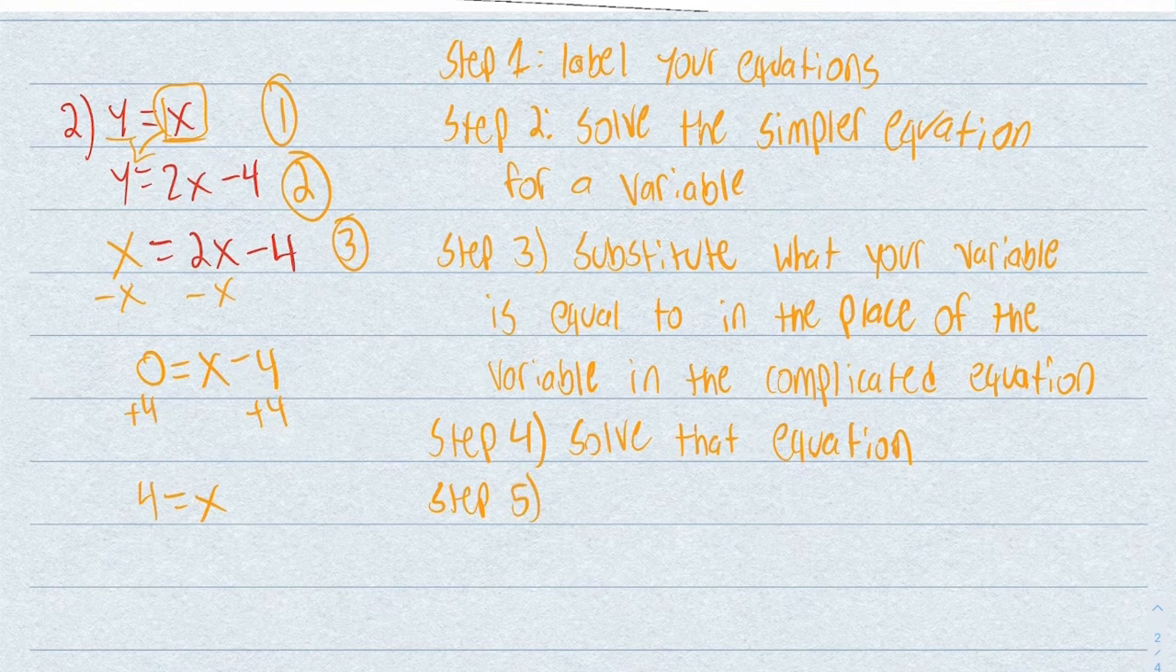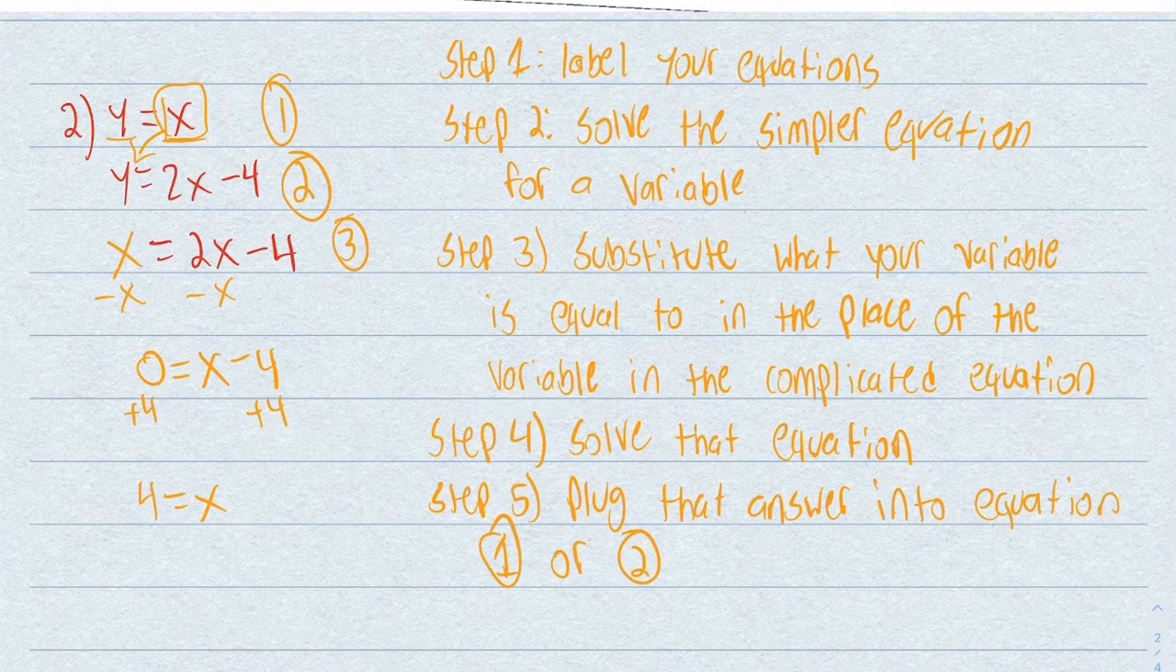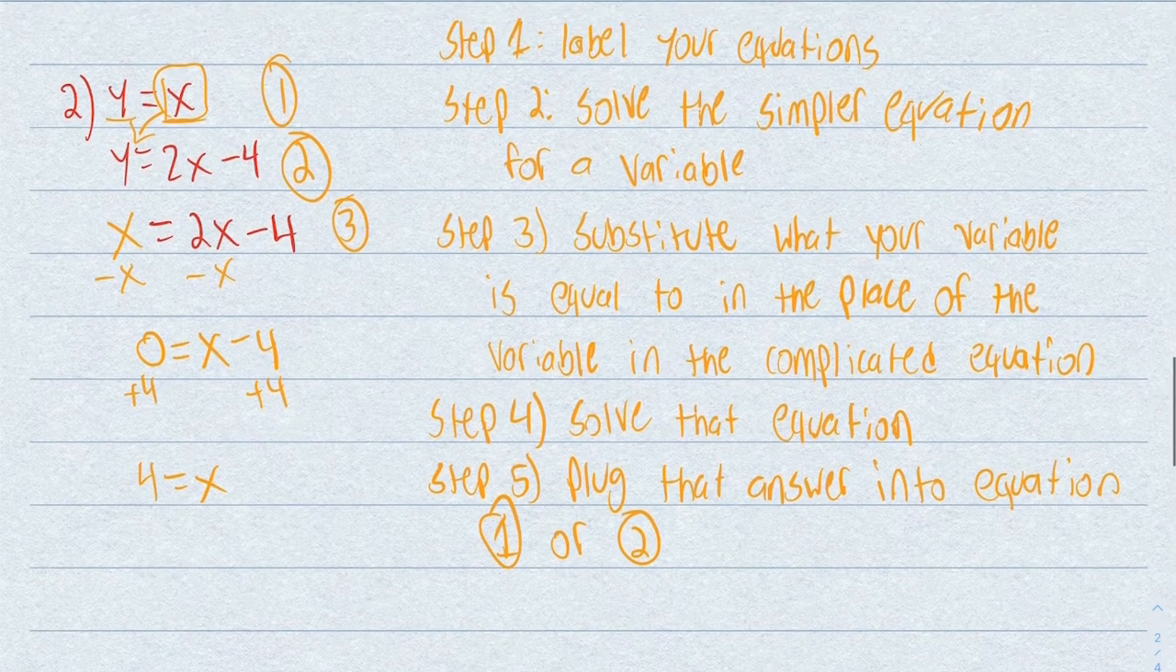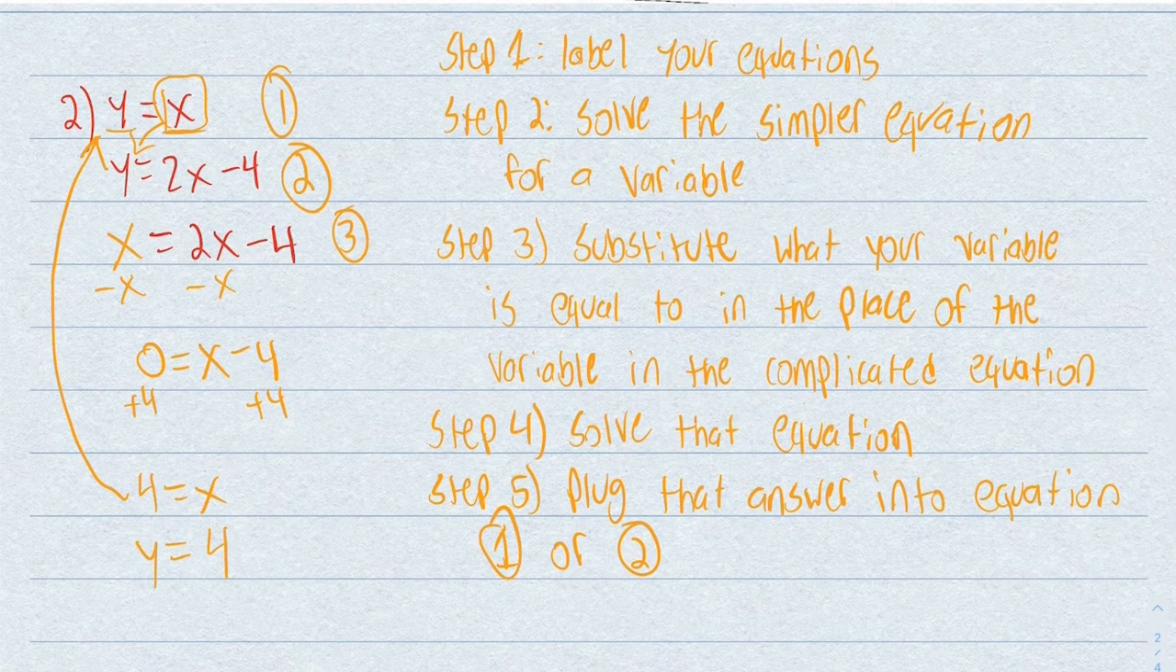Step 5, plug that answer into equation 1 or 2. Into equation 1 or equation 2, which means the starting ones. x is equal to 4, so I think the easiest one to plug that back into would be equation number 1. If I plug x equals 4 into equation number 1, then that would give me y equals 4. Once we have both of the variables solved for, you can write those as an ordered pair. The answer is 4, 4.